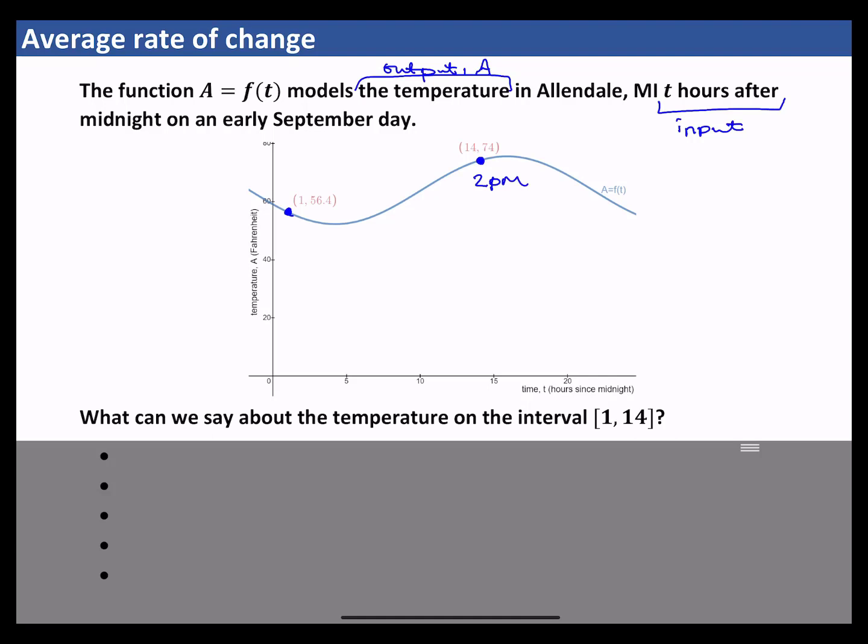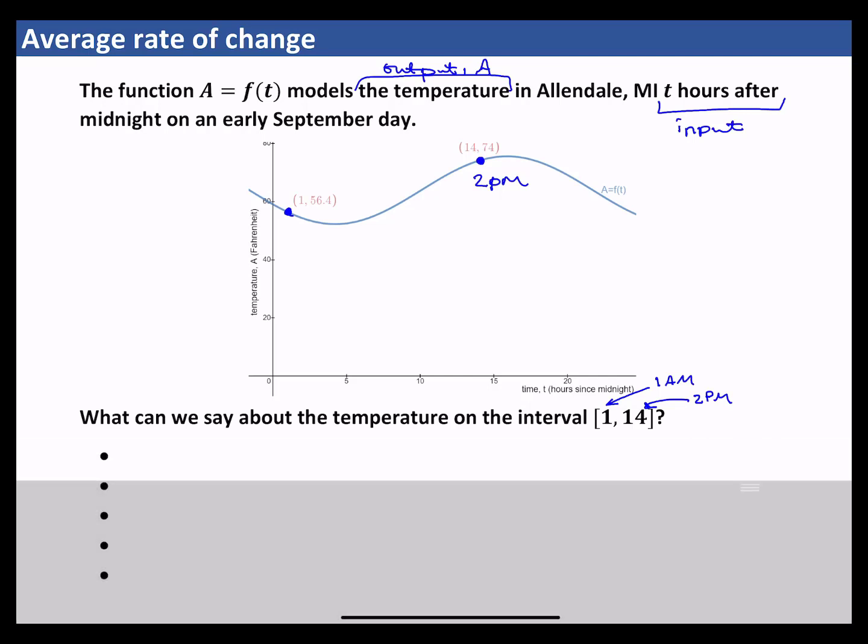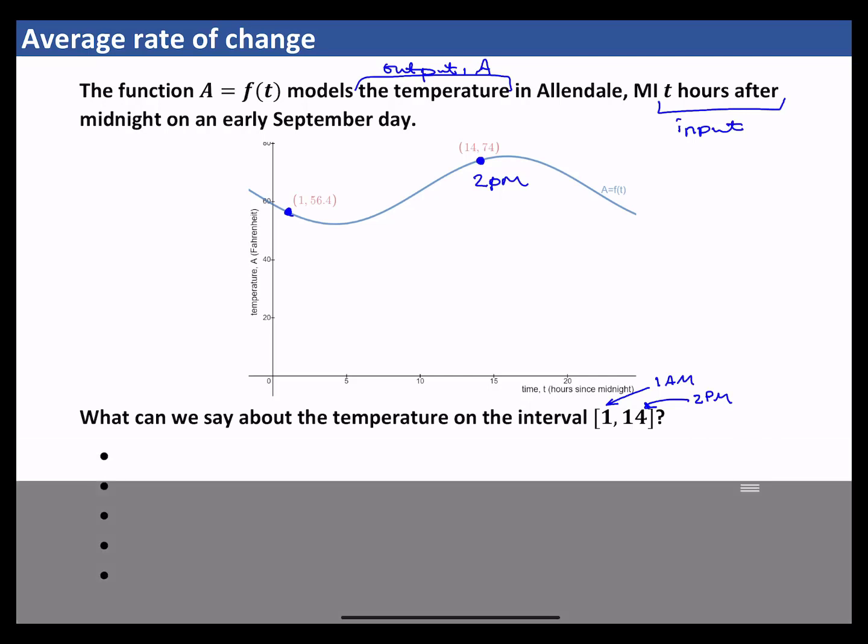What can we say about the temperature on the interval from 1 to 14? So this interval is inputs. In other words, what can we say about the temperature between 1 a.m. and 2 p.m.? Pause the video and take some time to make some observations yourself. While many observations can accurately be made about this situation, I want to draw your attention to 5 key observations that will help us better understand the meaning of the average rate of change.